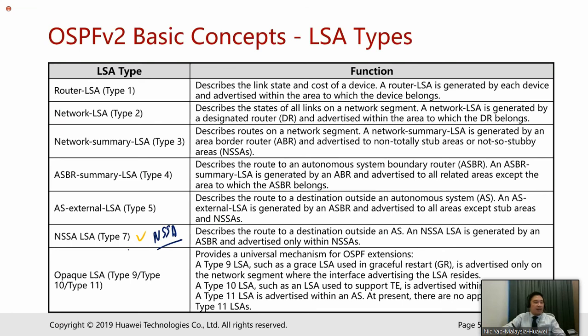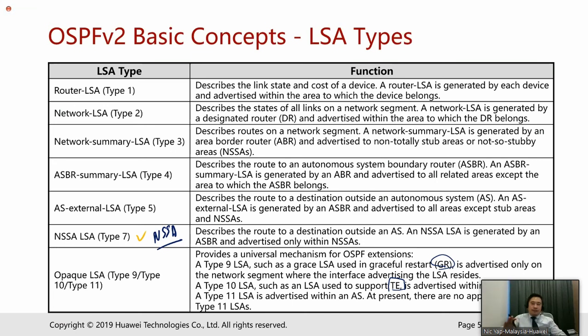And for the Opaque LSA, Type 9, Type 10, and Type 11. Type 9 LSA is more for graceful restart, the GR. Type 10 is meant for traffic engineering, TE. And Type 11, at present, has no application running on it. They're only running on 9 and 10. So when doing OSPF traffic engineering, we need to enable the Opaque LSA to support Type 9, Type 10, and Type 11. When Opaque is enabled, 9, 10, and 11 are automatically enabled.